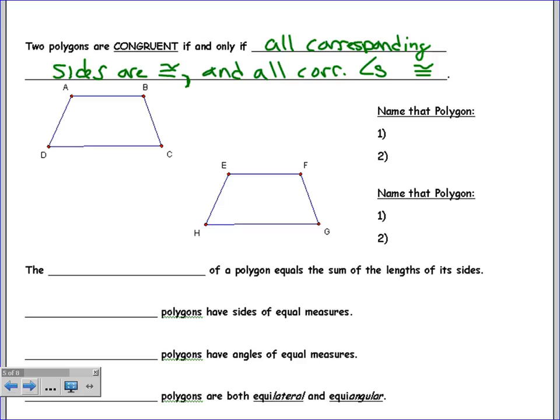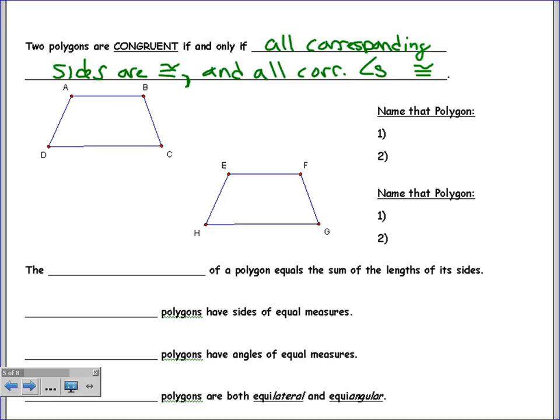All corresponding sides are congruent. All corresponding angles are congruent. All sides, all angles. But that has to be the corresponding one. It doesn't have to be that all the angles are like 30 degrees. Like this one's 30, this one's 30, this one's 45, this one's 45. Whatever it turns out to be. Okay. Is everybody okay with that definition? All corresponding sides are congruent, and all corresponding angles are congruent.